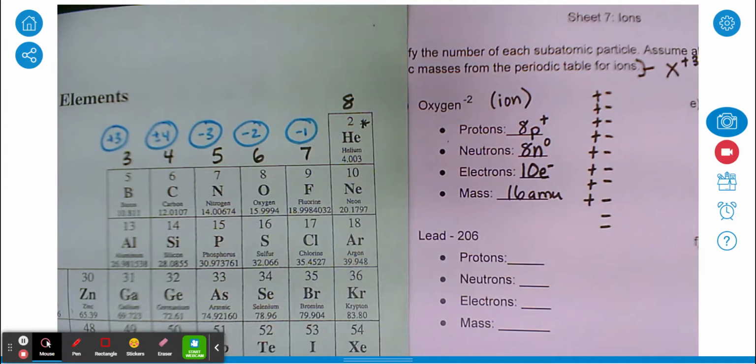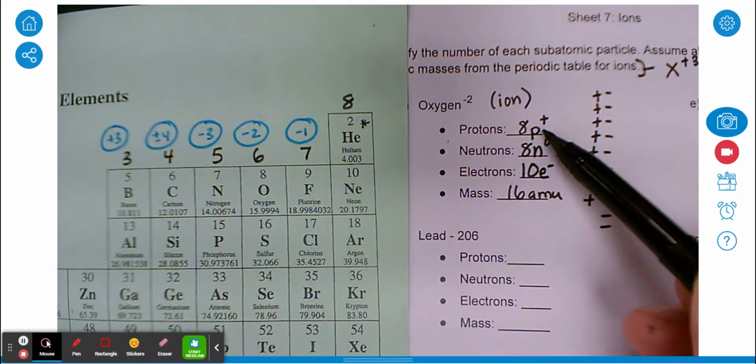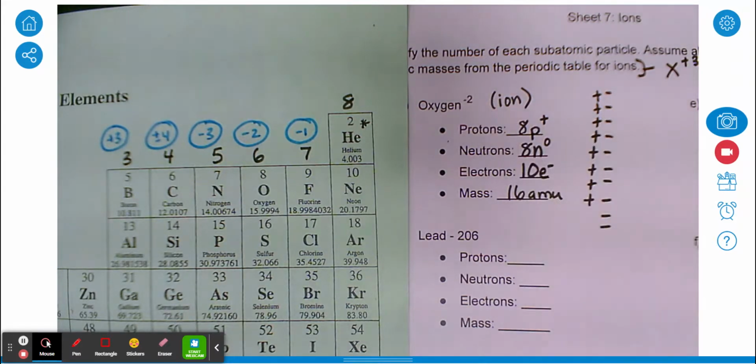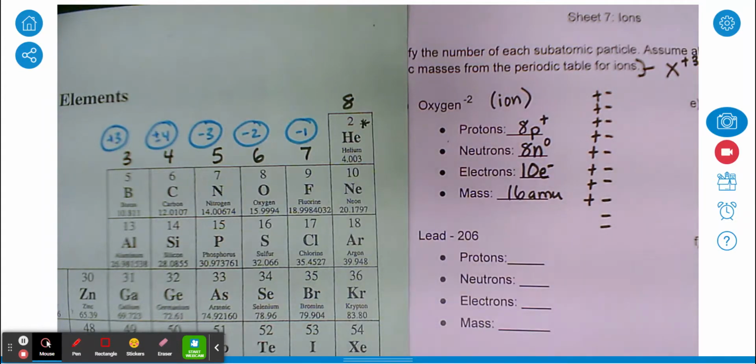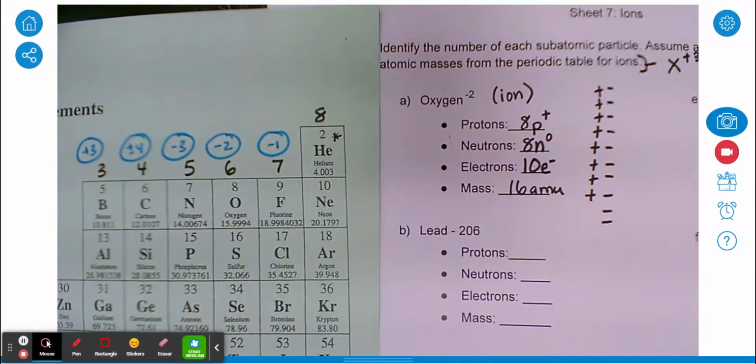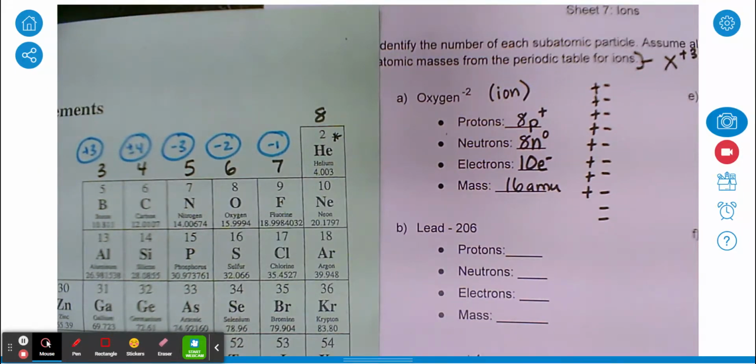You can also think about that in your head. I have 8 positives, I need 2 more negatives, therefore I need 10 electrons. But that's what this page is asking you to do. Given the symbol, you should be able to fill out all of the subatomic particle information for that atom. Okay. Now, this can be a little tricky at first. You'll get there.